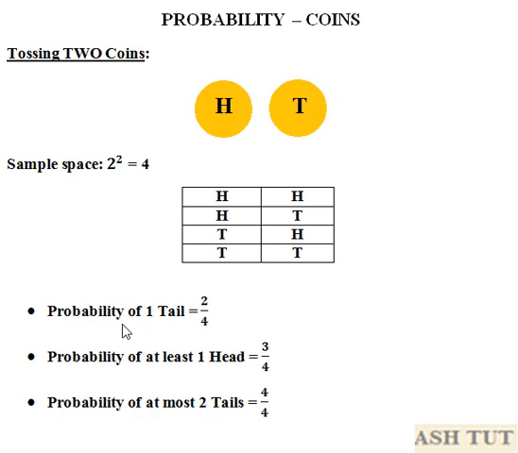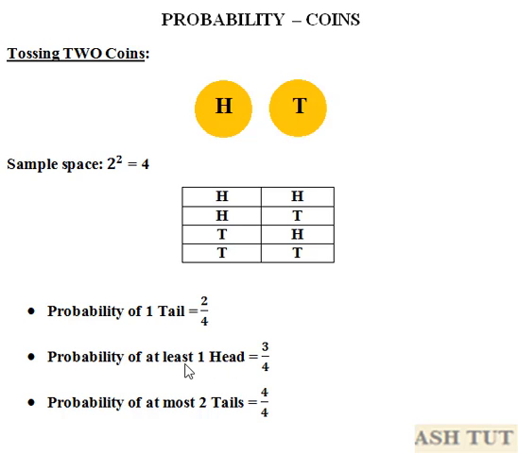Now the first question is, if we toss two coins, what is the probability of getting one tail? You can see that in this set there is only one tail, and in this set also there is only one tail. So there are two such sets in which there is only one tail. So the answer is 2 by 4: number of favorable outcomes, which is 2, and total number of outcomes, which is the total sample space, 4.